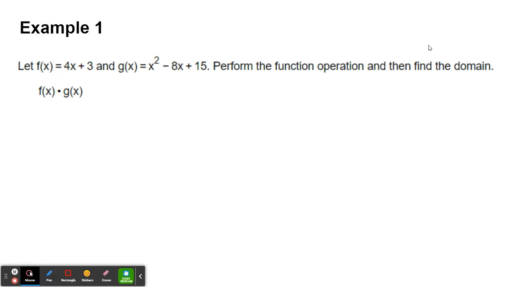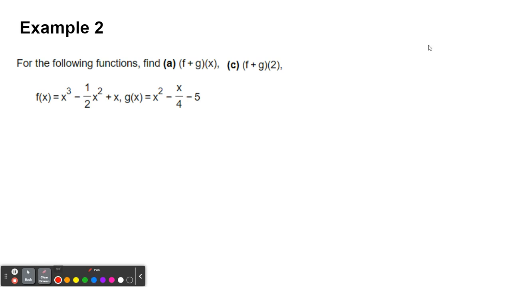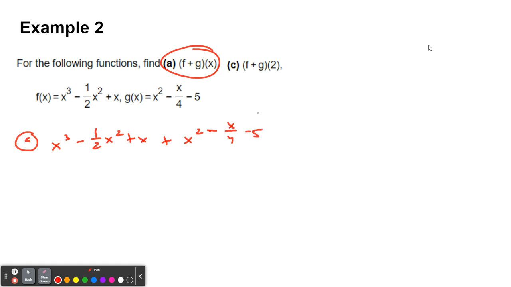Okay, next, here we go. It says, for the following functions, find f plus g of x, and then find f plus g of 2. All right, so here's what we're going to do in part A. We're going to take these two functions, and I know they have fractions. It's okay, right? We're going to deal with it, and we're going to add them, right? So for part A, I'm going to take x cubed minus 1/2 x squared plus x. And I'm going to add it to, now notice since I'm adding, I don't need to put the second polynomial in parentheses, plus x squared minus x over 4 minus 5, right?